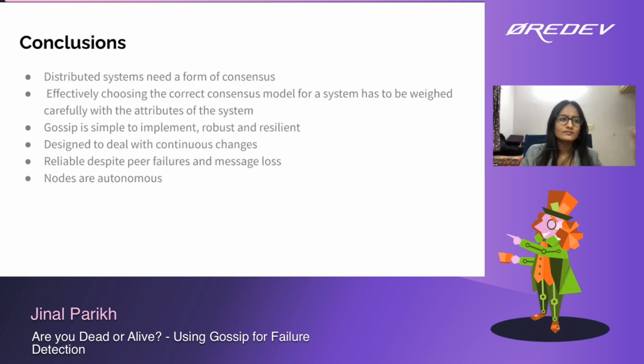So I'll just conclude this by saying distributed systems need a form of consensus because they're distributed, and every node needs to know what's going on with other nodes. It's super important. Choosing the correct consensus has to be weighed carefully against the attributes of the system, what you need versus the necessities of the system you're building, which is why knowing about these things helps. Gossip is really simple to implement. It's as simple as spreading a rumor, so it's robust and resilient. It's designed to deal with continuous changes. It's reliable despite peer failures and message loss, and nodes are autonomous.